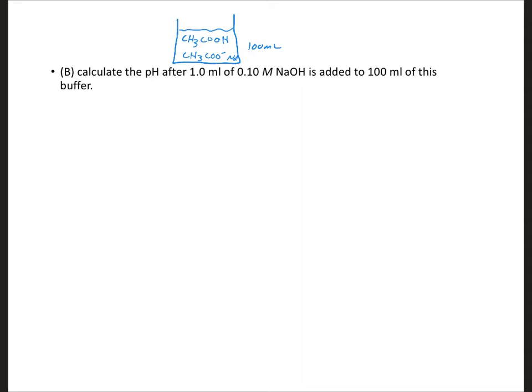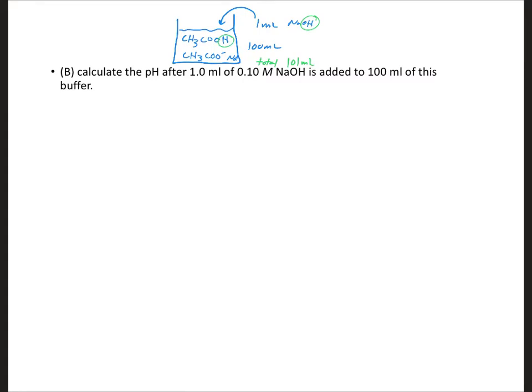And then what they want us to do is come in with another 1 mL of our strong base, sodium hydroxide. So the idea here is that when you mix these two together, we're going to have a volume change. We're going to end up with a total volume of 101 milliliters. And then we're going to have these OHs trying to cancel out the H's on this acid.